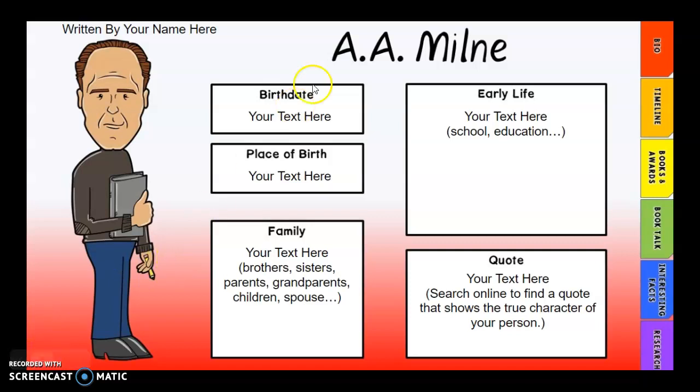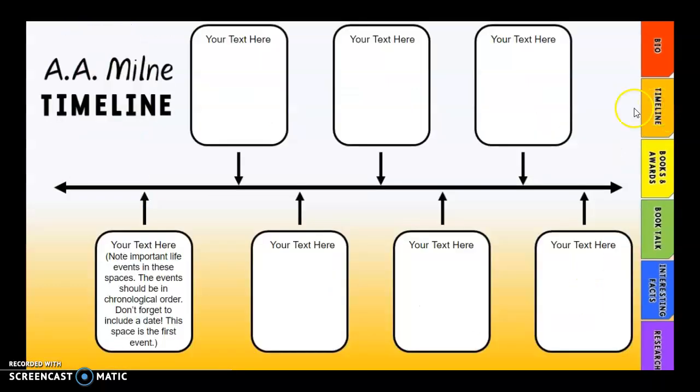Alright, boys and girls, today's author study is over A.A. Milne. You are going to research his birthday, place of birth, information about his family, his early life such as school and education, and a famous quote by him. Next, you will create a timeline in chronological order of his life events, his most important life events, and be sure to include if he is still alive or not.